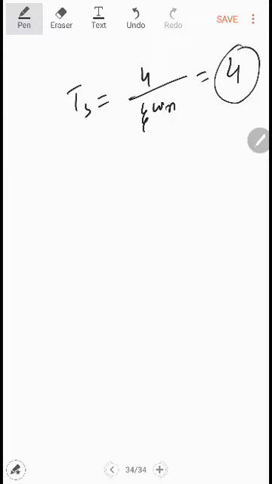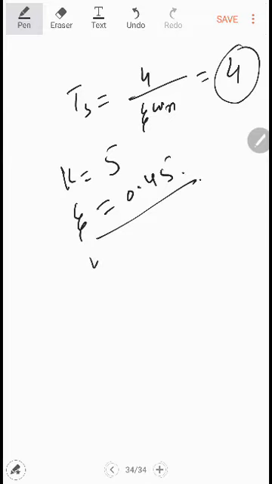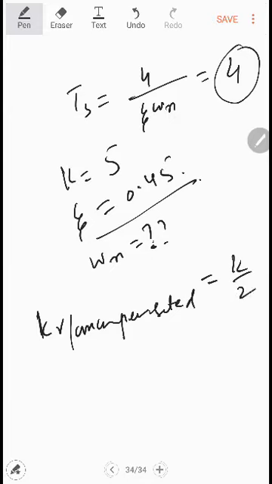So you see, we found all the performance parameters that are desirable. We have the gain, which is 5, we have the settling time, we have zeta, which is equal to 0.45, which is given. We can also find omega n from zeta omega n. Also we can find the Kv of the uncompensated system, which was equal to K divided by 2. So this is equal to 2.5. In this particular case, Kv is equal to 2.5.